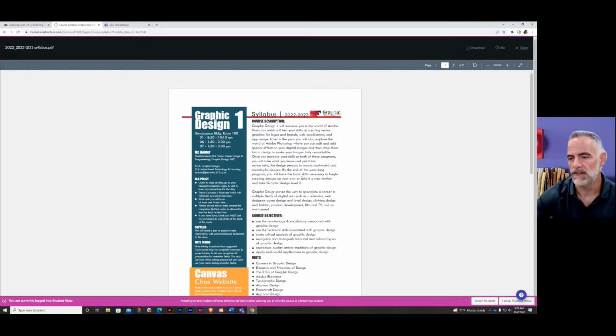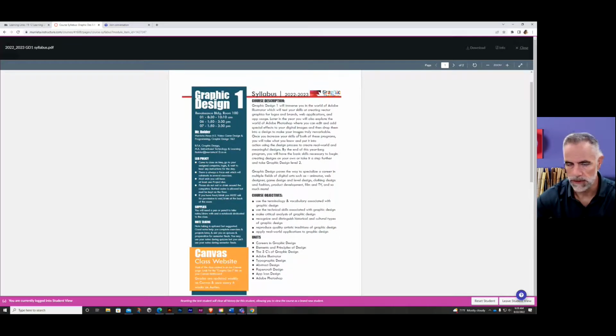Although we're looking at Graphic Design 1, the syllabi for all three of my classes are very similar, with the exception of the course description being a little bit different. If you want to learn more about the class, look at the syllabus for the specific class and read through the course description and the course objectives to see more specifics. But I will tell you, Graphic Design 1 is an entry-level digital art class where we're going to be designing and learning how to design things like posters and mainly print media.